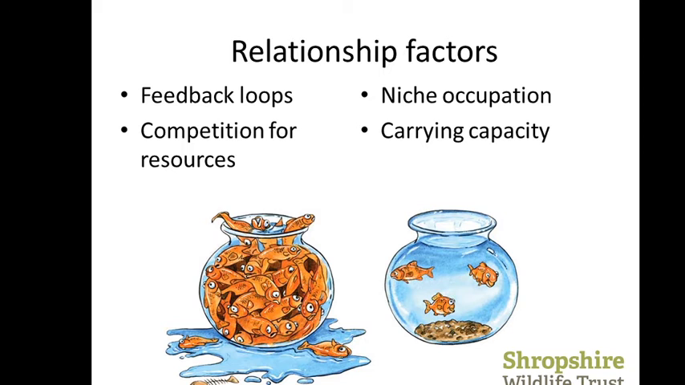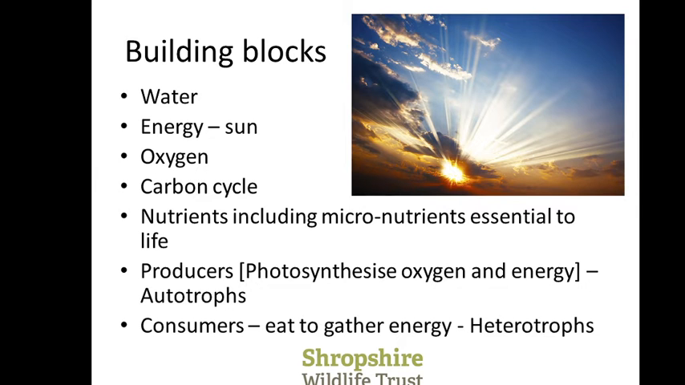So we have feedback loops. These are relationship loops between one species or one category of animal and another. There's constant competition for resources, and there's adaptation in terms of occupying niches, and then overall our ecosystem has a carrying capacity to support life at a certain level or frequency or rate. So back to our fundamental building blocks, we need water, we need energy. So energy from the sun is converted into oxygen and energy by the autotrophs, that's plants mainly, and consumers will eat the plants or eat the animals that are eating the plants to gather their energy, and they're heterotrophs. So they occupy a trophic level. It's an eating level is what trophic means.